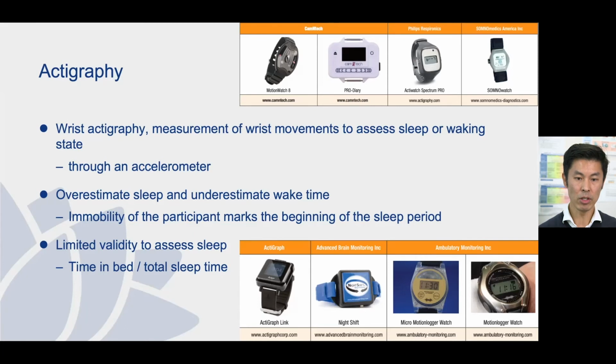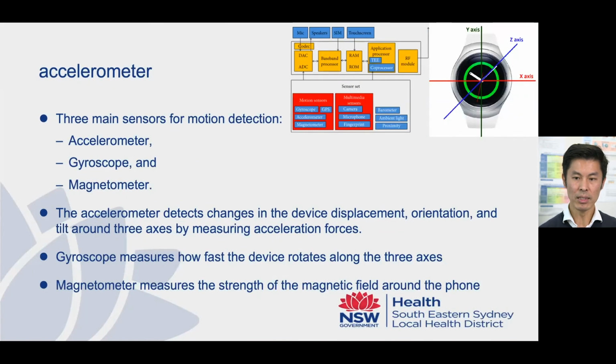But the majority of actigraphy on the market overestimate sleep and underestimate wake time. So to understand the role, these are a typical component of the sensor set that is now in our smart devices.